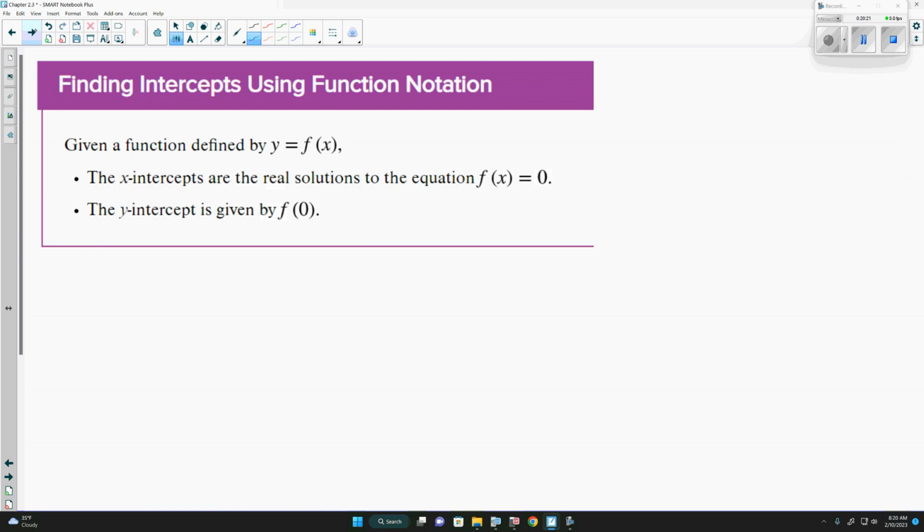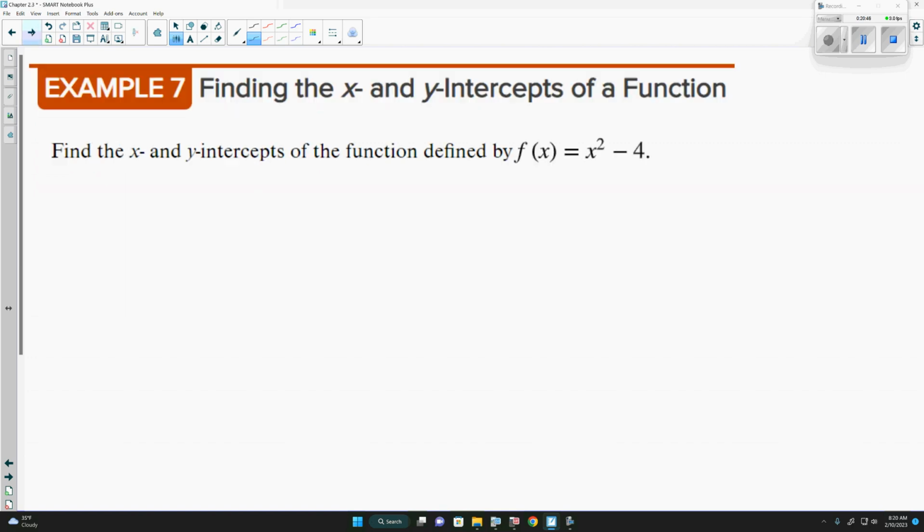Finding intercept using function notation. Again, just like we did yesterday, if we want the x-intercept, we plug in 0 for y. If we want the y-intercept, we plug 0 in for x. And it's the same thing with this here. The x-intercepts are all the solutions to the equation f of x equals 0. Set it equal to 0. The y-intercepts are given by f of 0. We plug 0 in for x. And that's it. So if we're looking at this here, the x and y-intercepts of the function is here.